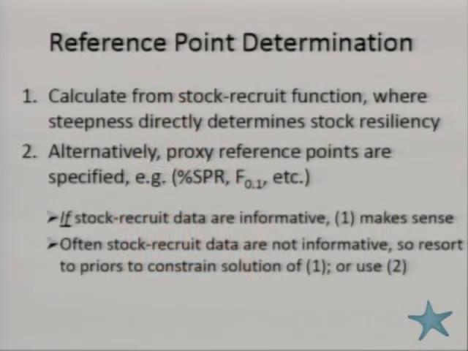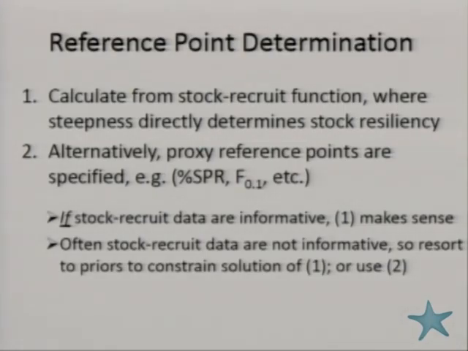We've all seen a number of talks that have categorized the different ways to approach reference points. I lump them into two categories. One is to calculate a stock recruit function, and then your estimate of steepness determines how resilient your stock is, and that's what drives your reference point. The other approaches are all some sort of proxy reference point. For example, percent SPR, which is spawning potential ratio, F0.1, Fmax, etc.